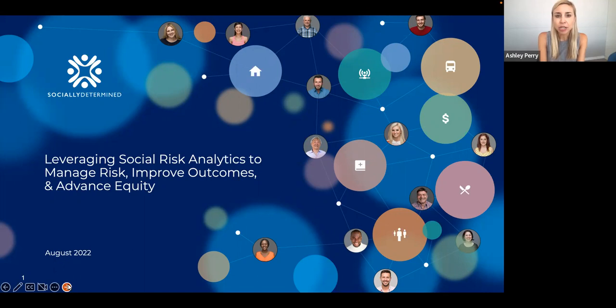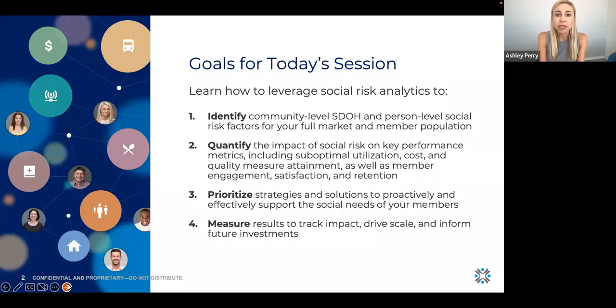Really looking forward to sharing some of our perspectives at Socially Determined and the work that we've had the privilege of doing with several of our partners around managing risk, improving outcomes, and advancing equity for Medicaid populations through social risk analytics. Our goals for today's session are really to do four things.